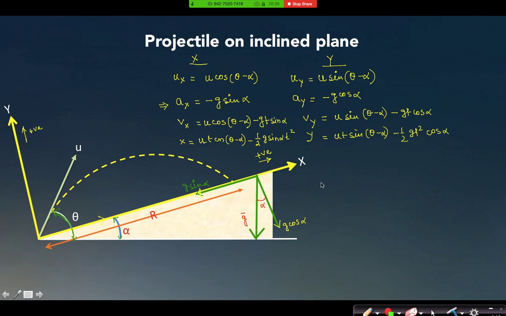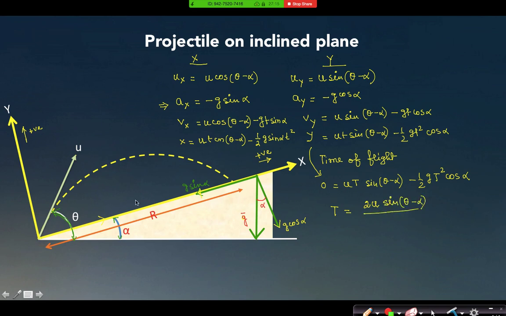Can you tell me how do I find the time of flight? Taking the total y displacement to be 0, I can write u t sin(theta minus alpha) minus half g t square cos alpha equals 0. So from this expression, what time of flight are you getting? It is 2u sin(theta minus alpha) divided by g cos alpha.